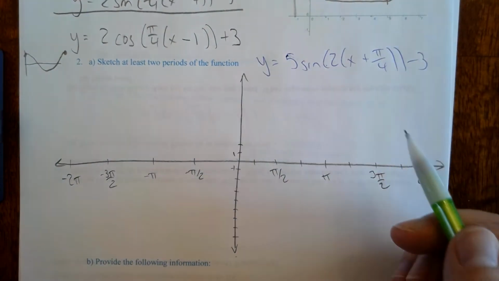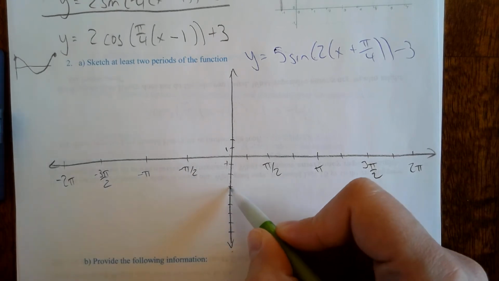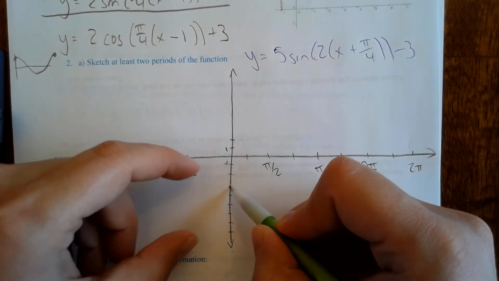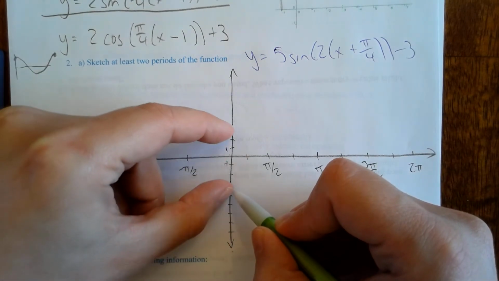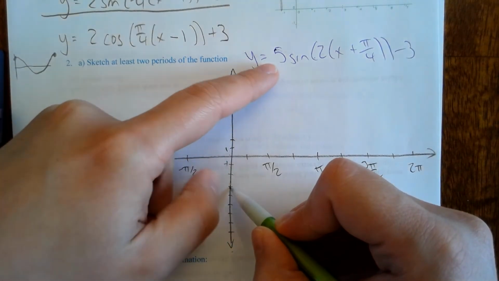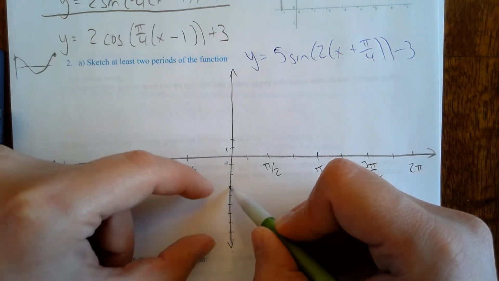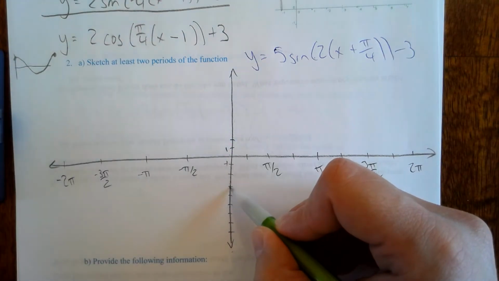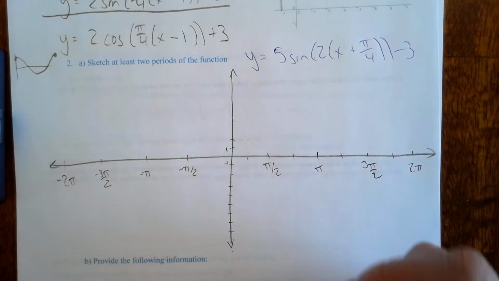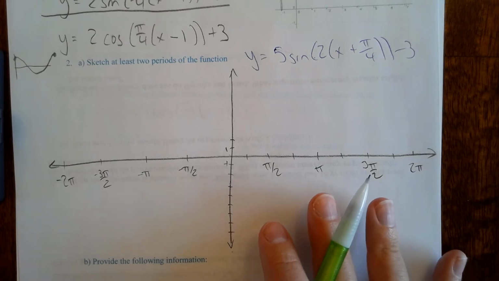So just to reiterate, the -3 is going to be the midline right there. And my amplitude is the distance above or below that midline. So we're going to go up 5 and down 5 from there, which means my minimum point is at -8, and my maximum point will be at +2. So it's good to make that scale before we get started so we have an idea of what we're doing. And now let's plot some points.